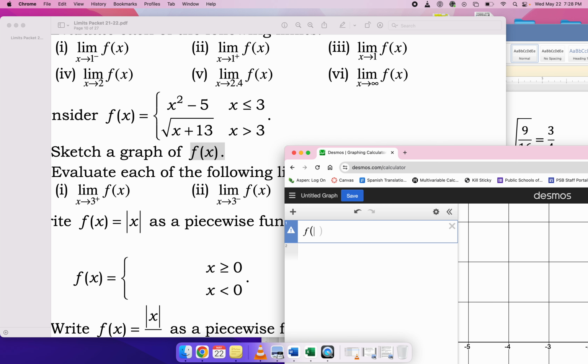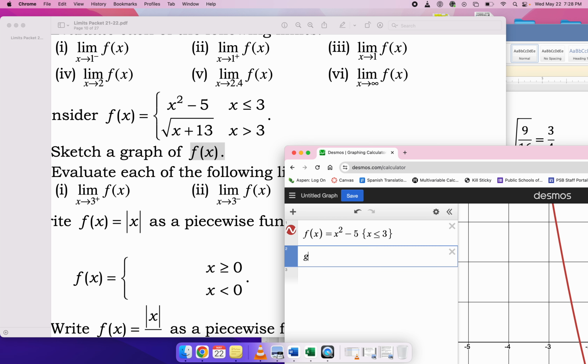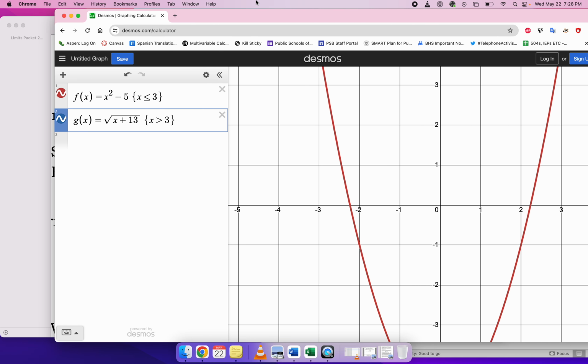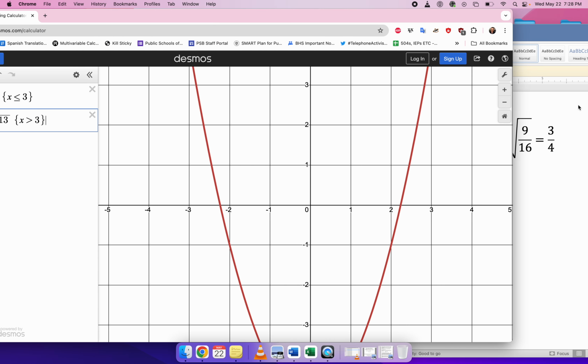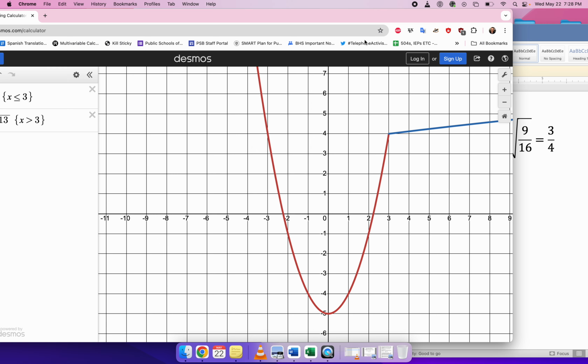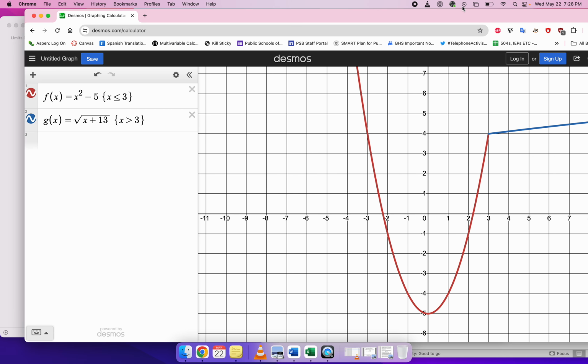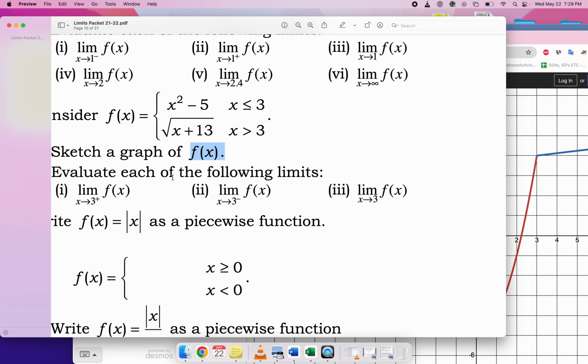So I'm going to write f of x equals x squared minus 5, but I only want that to be plotted for x less than or equal to 3. I'll give a different name to the second piece, square root of x plus 13 for x greater than 3. So what does this guy look like? Well, if I zoom out, you can see that the two pieces, one of them is a quadratic, of course, and the other one is some kind of a root function, and it changes at 3, and so there you have it. So that's what that function looks like.